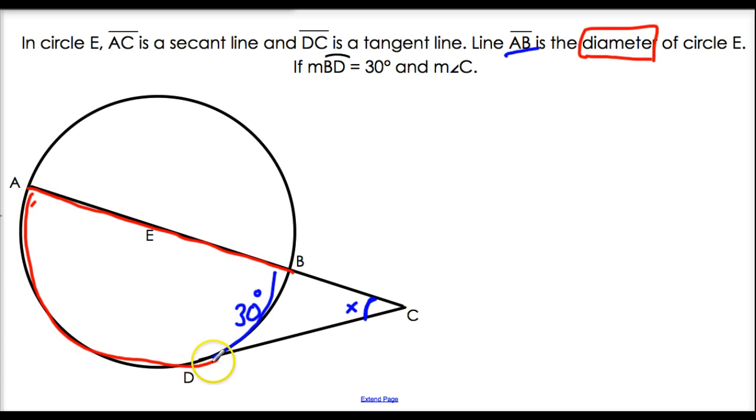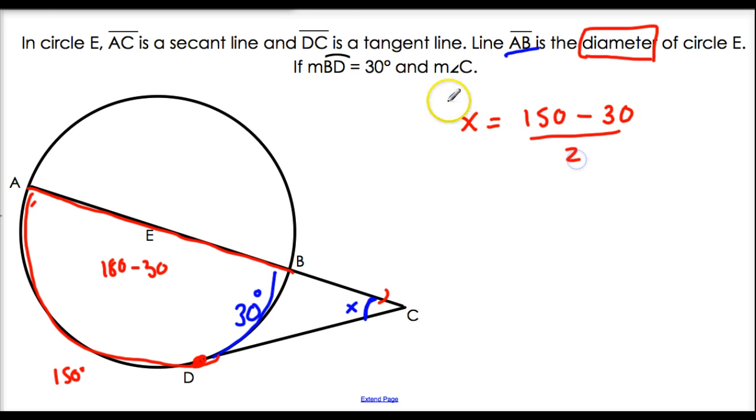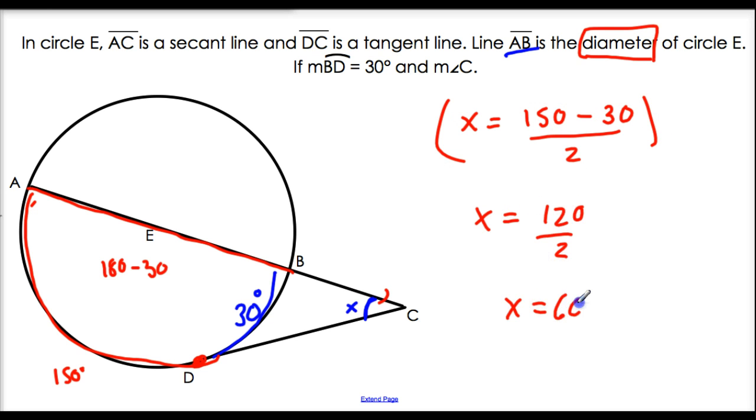So if I want to find this other part of the arc that goes from here to here, all I have to do is 180 minus 30, and that gives me 150 degrees. Well, now I have my small arc and my big arc, and I can do my equation. So the angle is equal to 150 minus 30. I'm subtracting now because this angle is on the outside, divided by 2. So x is equal to 150 minus 30, which is 120, divided by 2. X is equal to 60. So the measure of angle C is 60 degrees. Genius! All right, guys. Oh, it just went over 16 minutes.